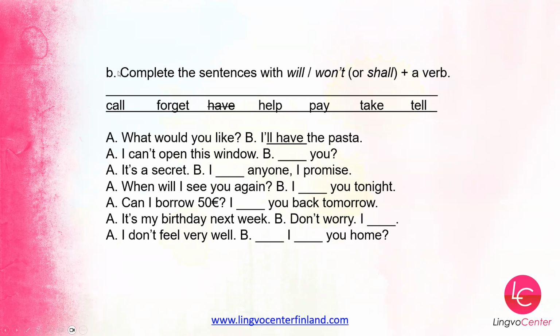B task, which is complete the sentences with will or won't or shall plus a verb. These are all the verbs we have here, and we have a test sentence in the beginning that uses have. So let's see what it says. What would you like? And you say, I'll have the pasta. That's a decision, as we learned at the beginning. So what would you like? I'll have the pasta. Thank you.